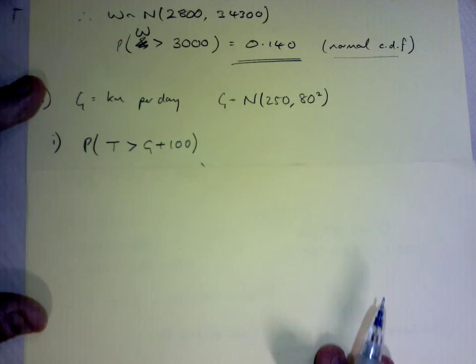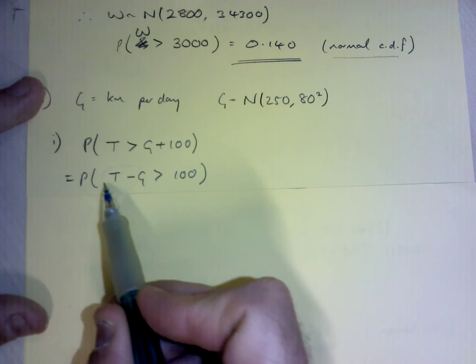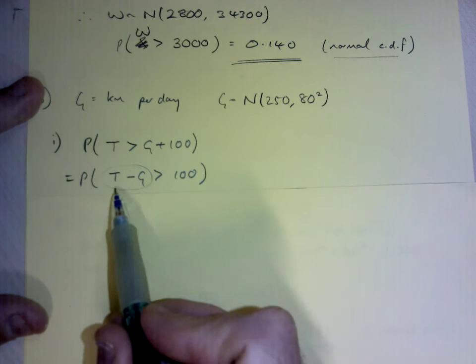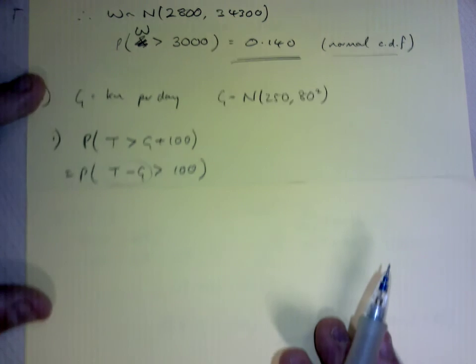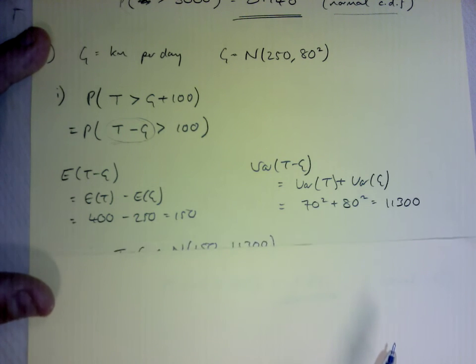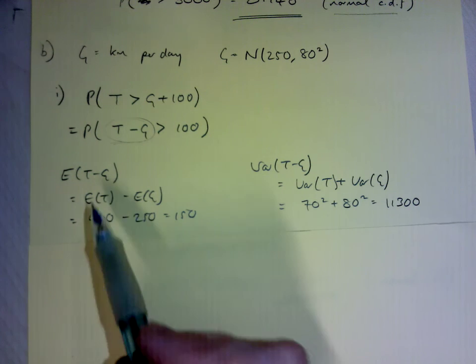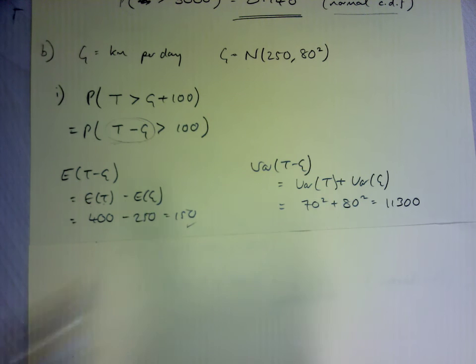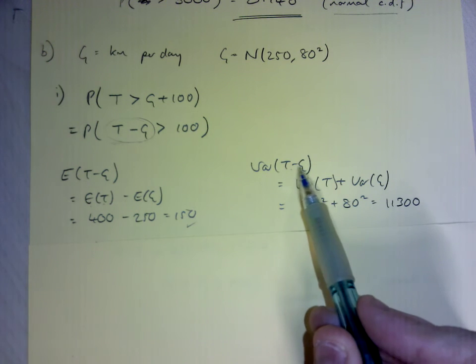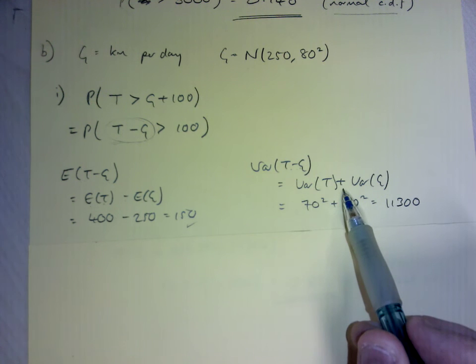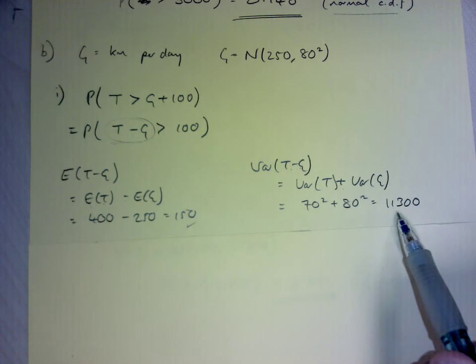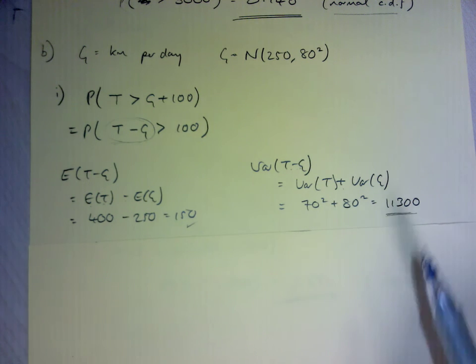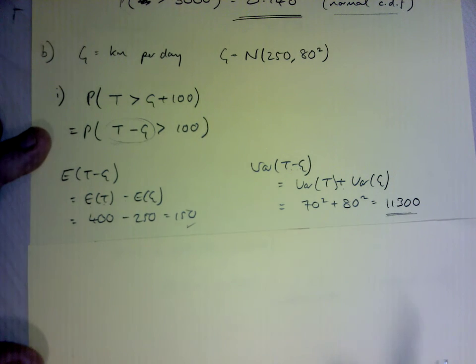In order to answer this question, I want to rearrange that to think about that variable. So I need to find out the distribution of T minus G. I can do that using my knowledge of expectation and variance. E of T minus G is just E of T minus E of G. So that comes out okay. The key thing in this question is to realise that if you subtract two variables, you still add the variances. So I've got to make sure that I'm adding these variances, so the variance of T minus G comes out to be 11,300.